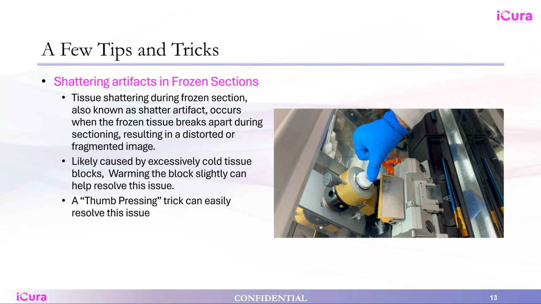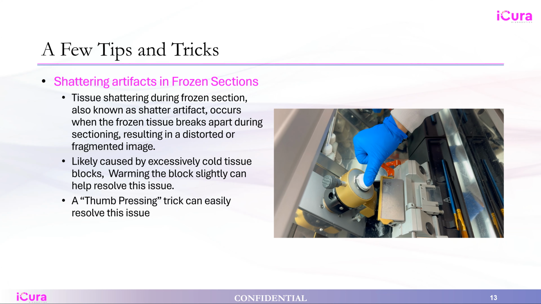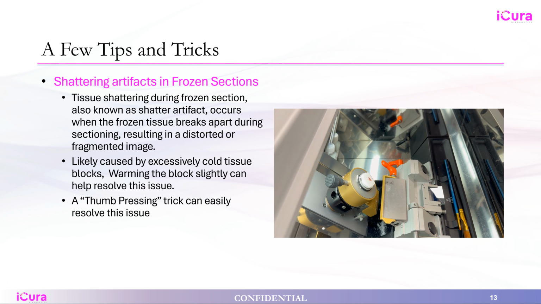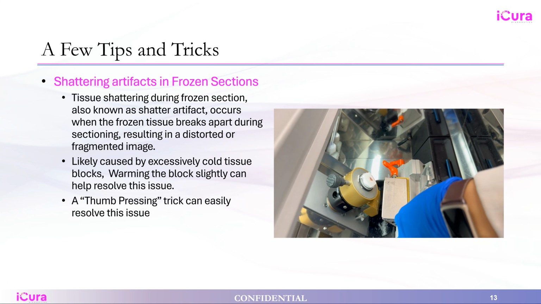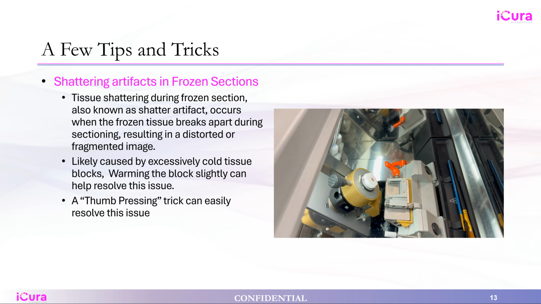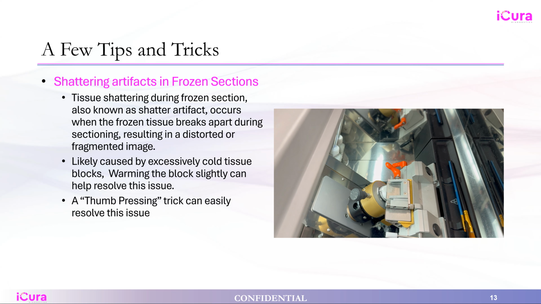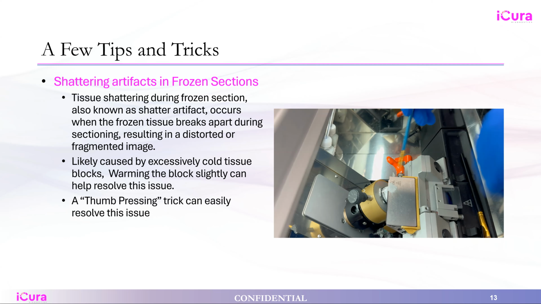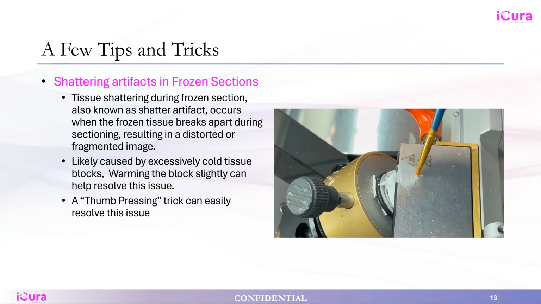And this is most likely caused by the block having been left in the chamber for too long, so it's too cold. To resolve this, all you need to do is put your thumb on the surface of that block and leave it there for a couple of seconds, or 10 to 20 seconds, and then you do the section again. Your thumb increased the temperature of the cold and brittle block, and now the section coming off the block is much more intact, and you can observe the full tissue morphology without any cracks or holes.